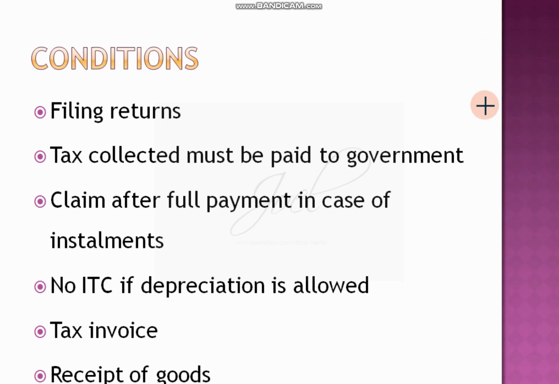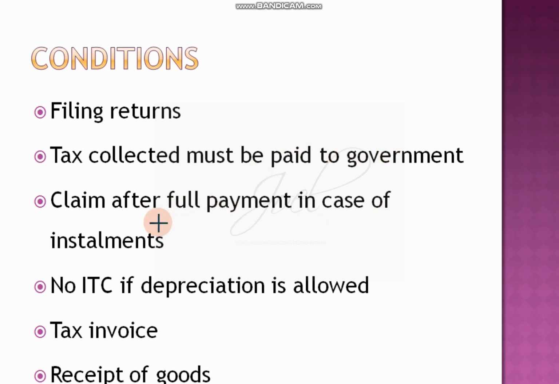Now, what are the conditions which should be fulfilled by a dealer to get input tax credit? We will see them one by one quickly. First, he has to file returns. Only those persons who are filing tax returns get input tax credit. If you are not filing your returns, you are not getting any input tax credit. Tax collected must be paid to the government. If he collects the tax and does not pay it to the government, then there is no deduction. On the basis of what he pays to the government, the adjustment will be done.